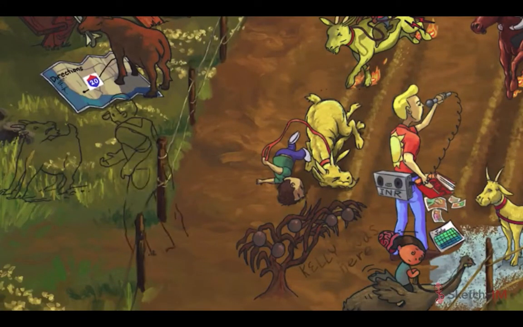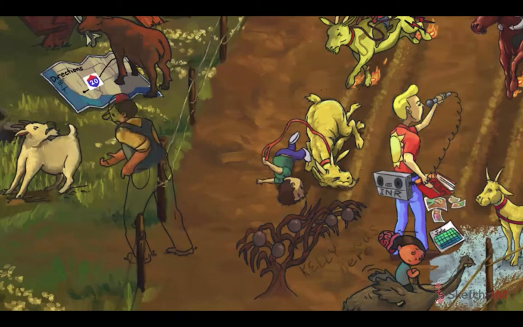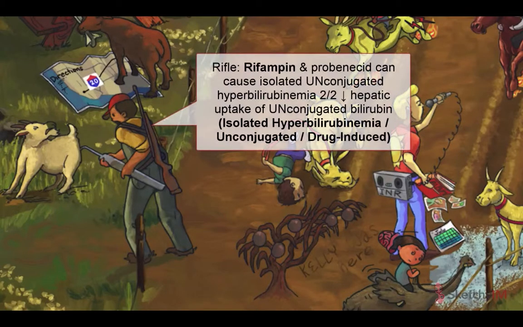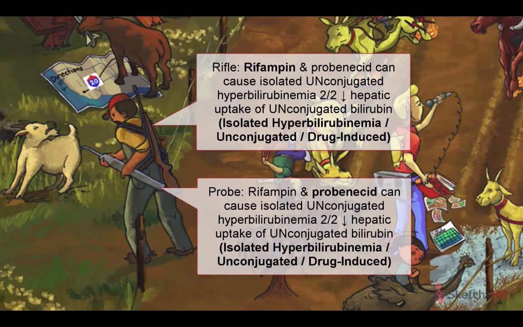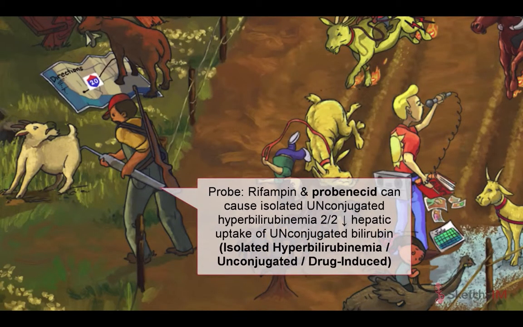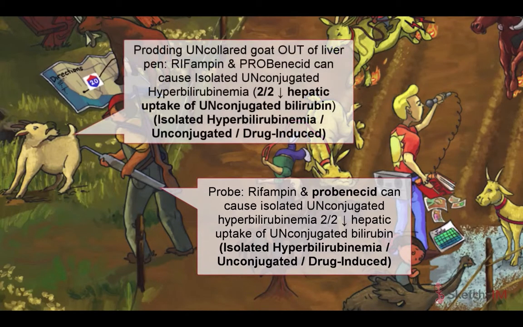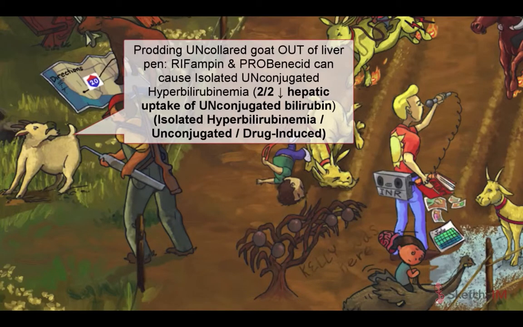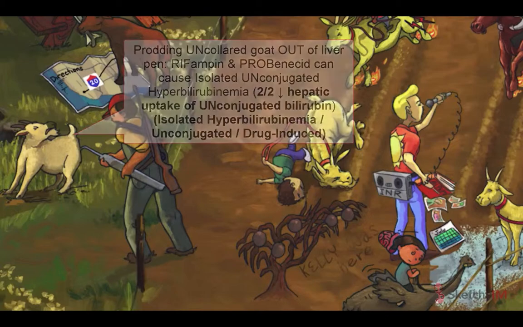Isolated unconjugated hyperbilirubinemia can also be drug-induced. Rifampin and probenecid are some of the most common culprits, symbolized by this rifampin rifle and probenecid probe. Both of these drugs increase serum unconjugated bilirubin by impairing hepatic uptake of unconjugated bili from the circulation. This is reenacted by this uncollared goat here denied entry into the liver pen.